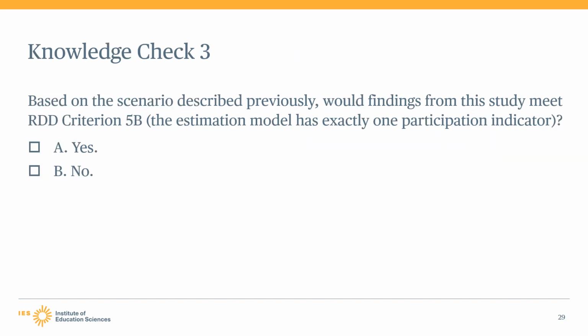Knowledge check 3. Based on the scenario described on the previous slides, would findings from the study meet RDD Criterion 5B? Namely, does the model include only one participation indicator? Your response options are A, yes, or B, no. You may want to pause the video while you think about your answer.